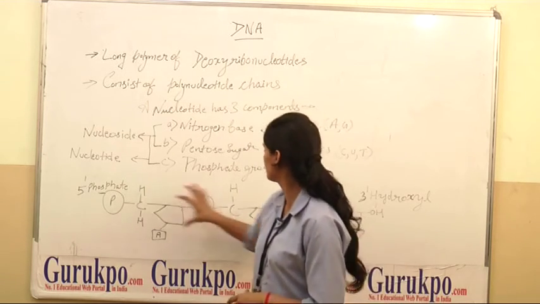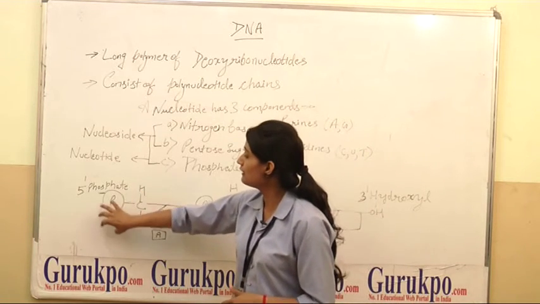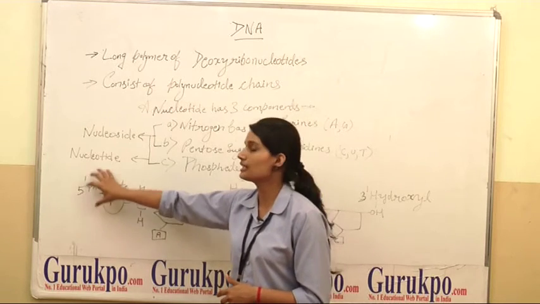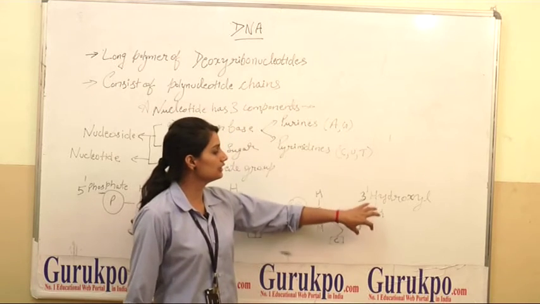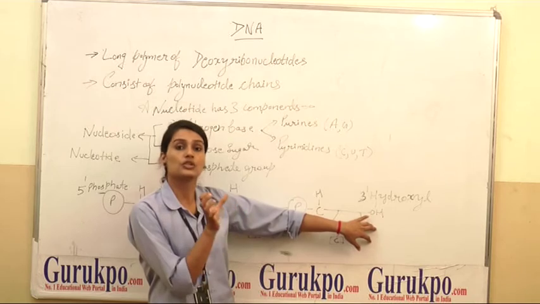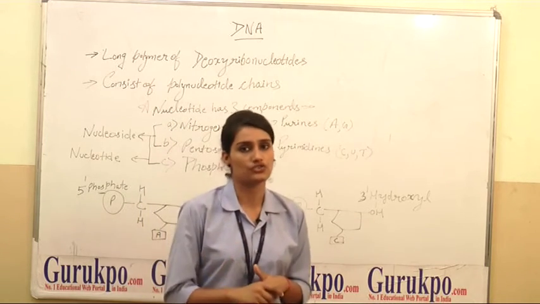You can see here the structure of a polynucleotide chain. It has a free 5' phosphate at one end, so this end is known as the 5' end. Whereas on the other side, a free hydroxyl group is present at the 3' end. So that is why it is known as the 3' end of a polynucleotide chain.